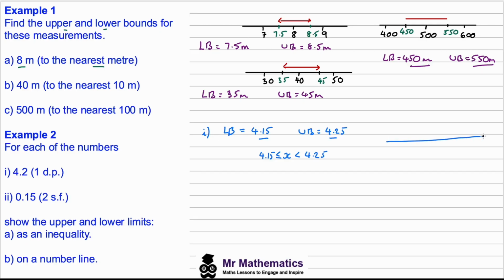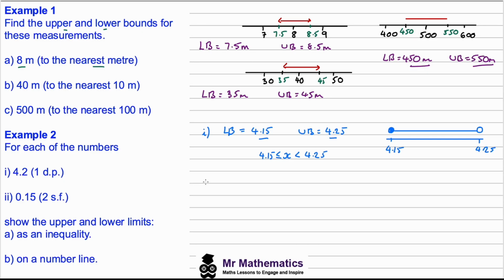On a number line, well, we can show the lower bound. We can show the upper bound. Now, because it can be equal to 4.15, we draw a full circle above that number. But because it cannot be equal to 4.25, we draw a hollow circle. And then we draw a straight line connecting the two. So this is how you represent it on a number line. This is how you represent it as an inequality. So do you want to try question 2?